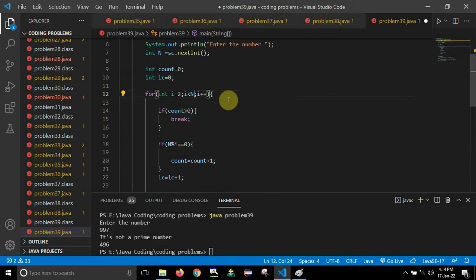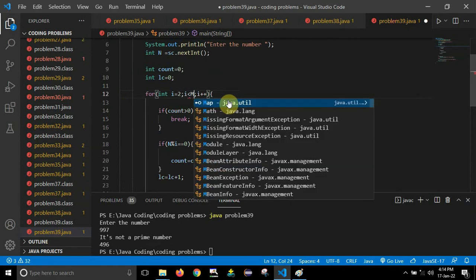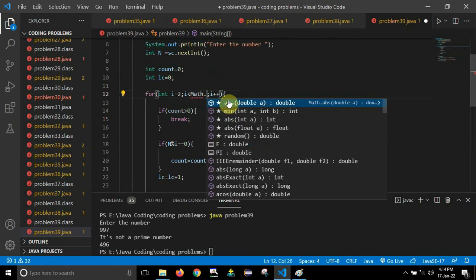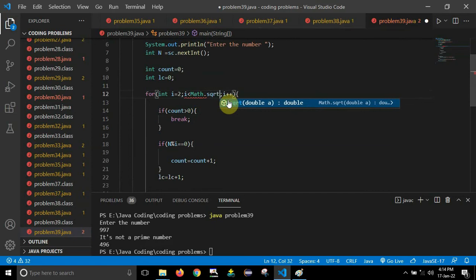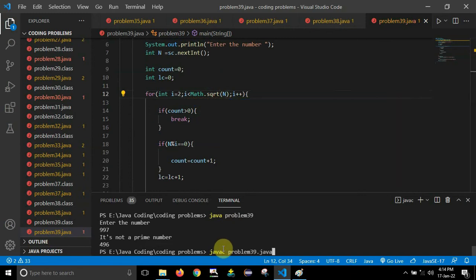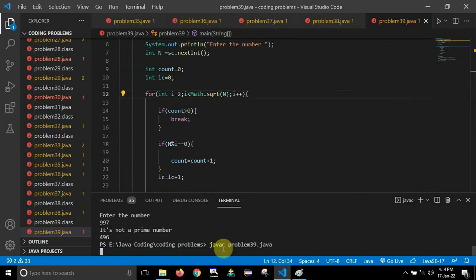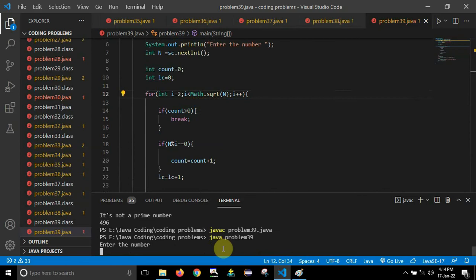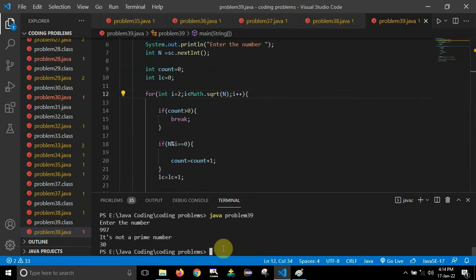I can still reduce these iterations with the help of the square root function. I will write math dot sqrt, square root of whatever number is there, and keep the rest of the conditions as they are. This time if I compile and run and give 997, you can see it's only taking 30 iterations to decide whether 997 is a prime number or not.